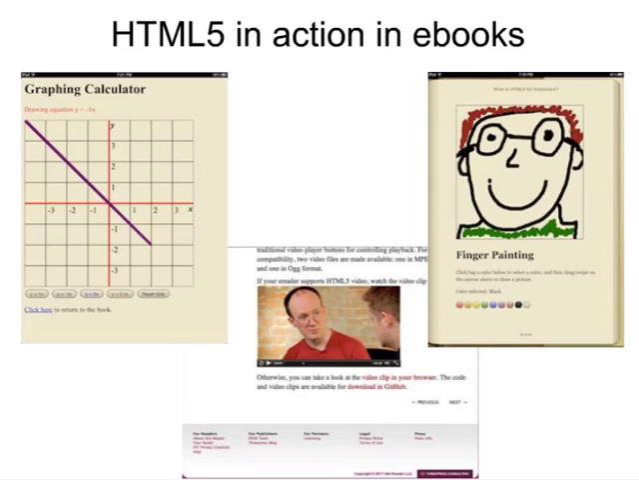In the bottom middle, there's a video embedded in an EPUB document using the HTML5 video tag. And in the upper right corner is an example of a finger painting application letting you actually draw in your ebook using your fingers, or if you're using a desktop e-reader, you could use your mouse. And that's implemented in HTML5 Canvas as well. So let's move on to some of these examples.